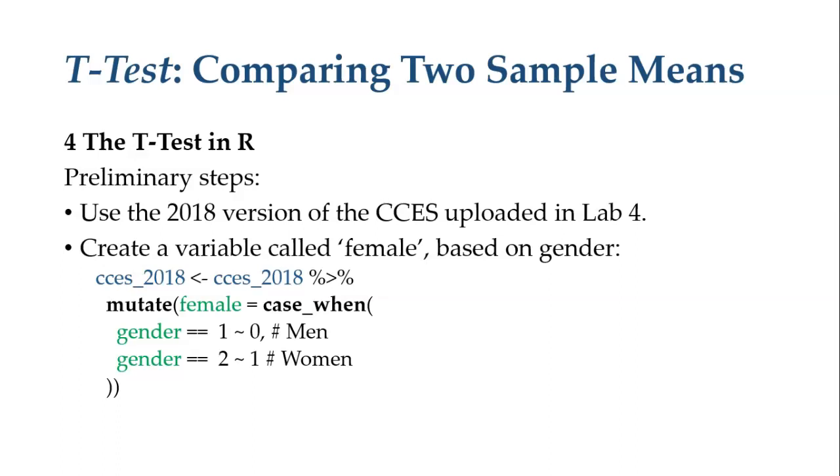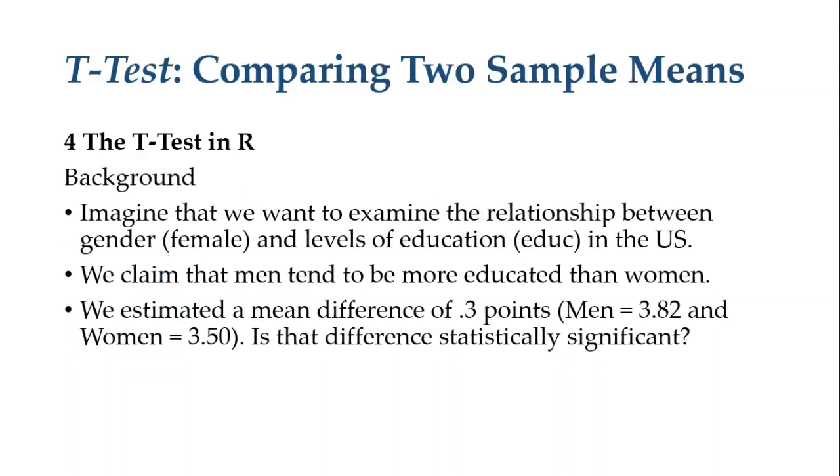Okay, so we're gonna use again this CCES dataset, the 2018 version that I uploaded to the lab. So please download it and use it again. And we create this version of the gender variable that is going to be called female. You know how to do that. I'm going to give you the background very, very quick.